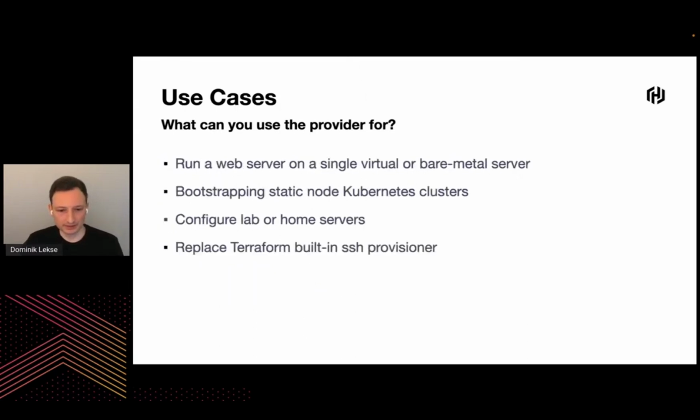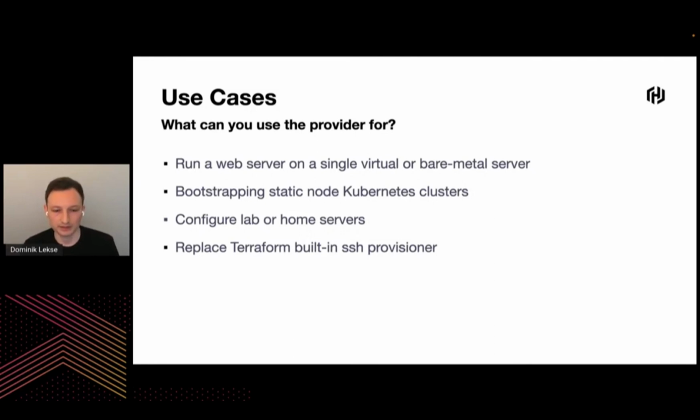Specific examples. You can use the provider to run a web server on a single virtual or bare metal server. And in the demo, we are going to see how that looks. You can also think of bootstrapping a static node Kubernetes cluster, for instance, K3s with 3 nodes, and then continue using the Kubernetes API.